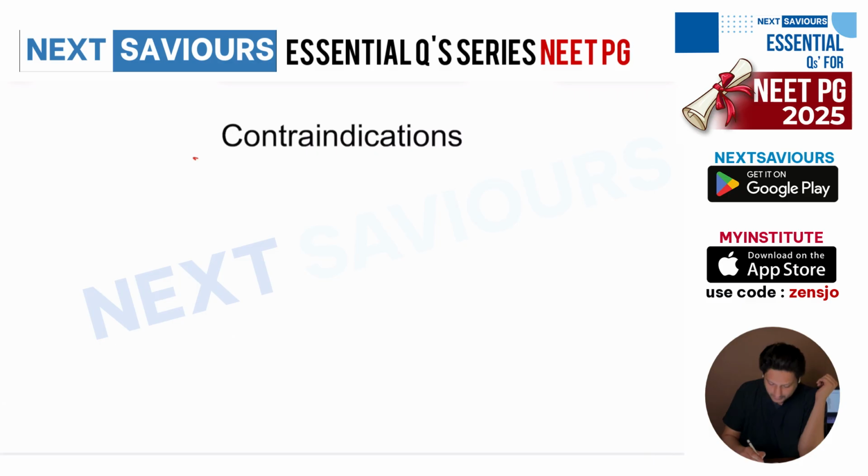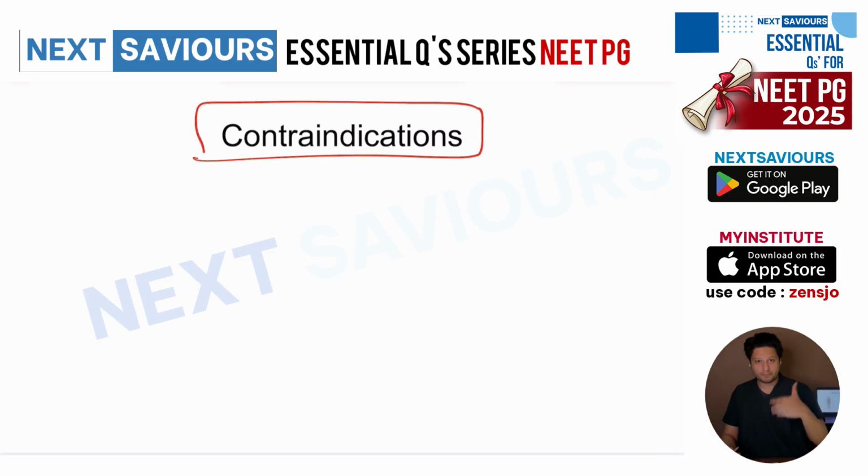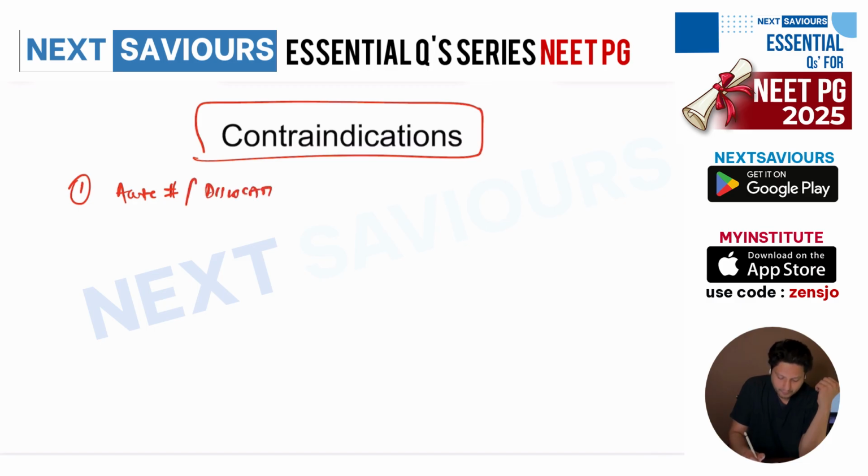Coming on to the contraindications. This makes us learn what exactly are the contraindications where the Trendelenburg test should never be performed. Point number one, acute fractures and dislocations. Obviously, because the patient won't be able to bear weight on the affected limb, so you cannot ask him to do the Trendelenburg test. Point number two is pain in the hip joint.